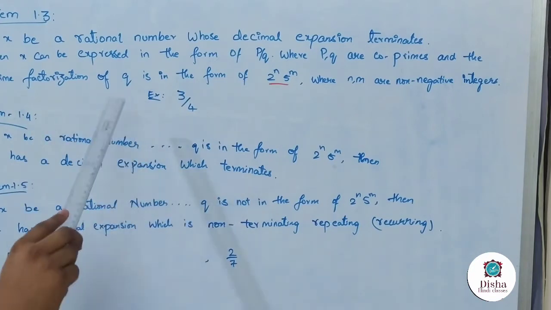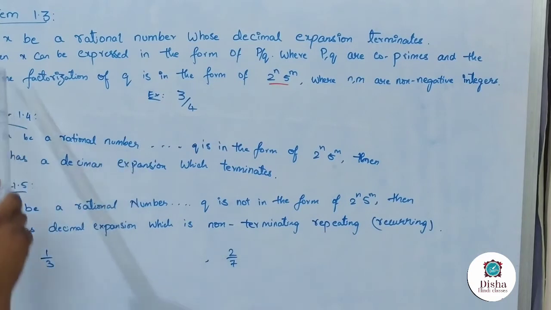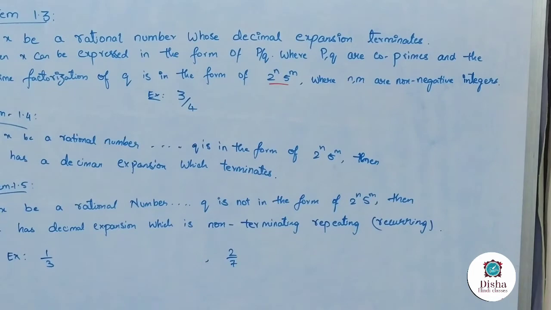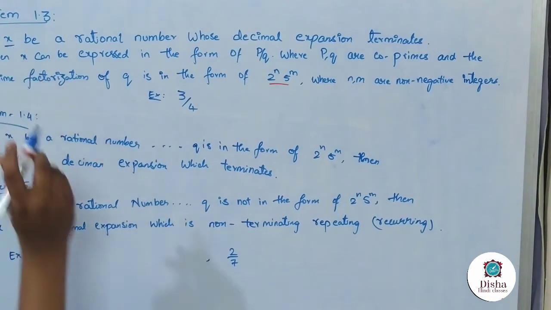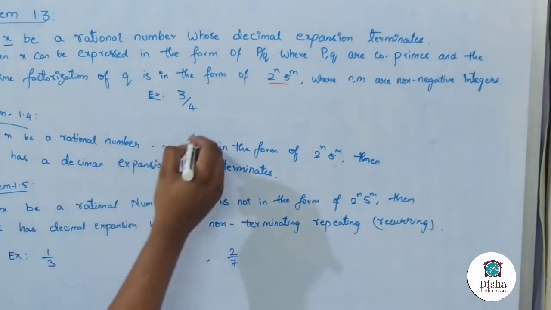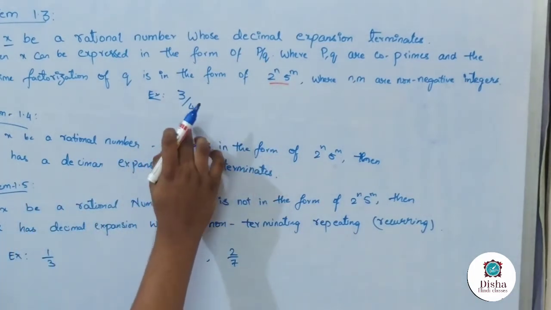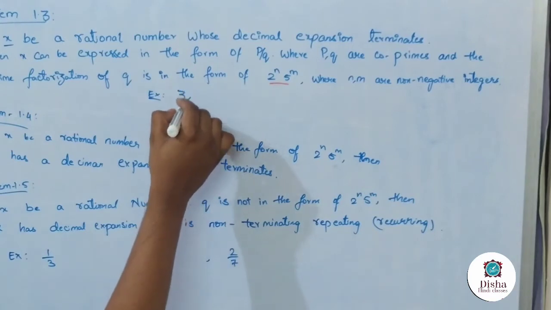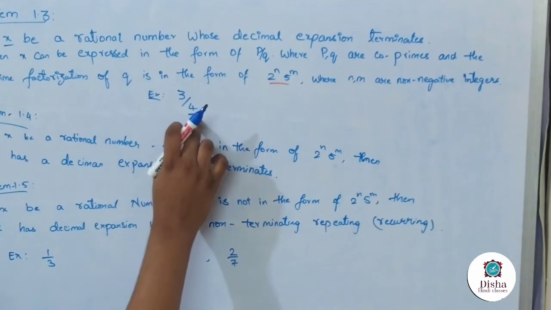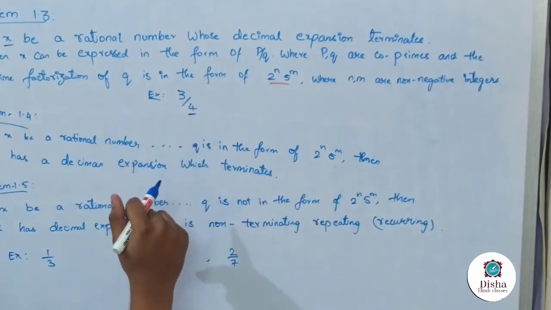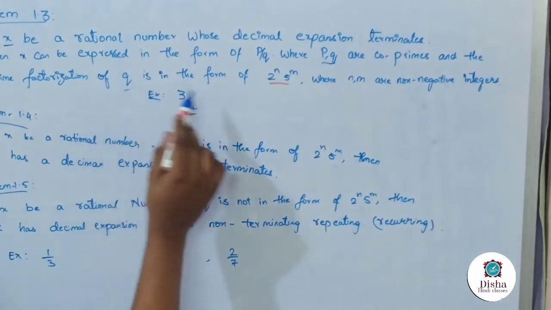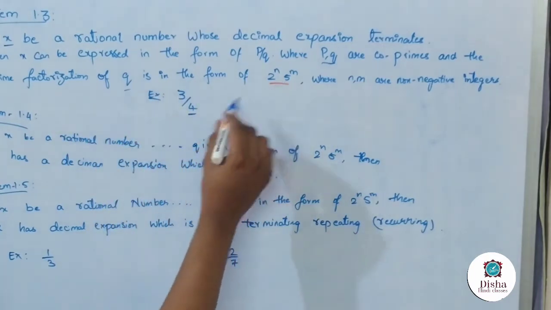So first let us understand what theorem 1.3 is. It says: let x be a rational number whose decimal expansion terminates. Means if we take x as 3 by 4, it is a rational number because it is in the form of p by q. It has a decimal expansion that terminates, where p and q are co-primes and the prime factorization of q is in the form of 2 power n into 5 power m.